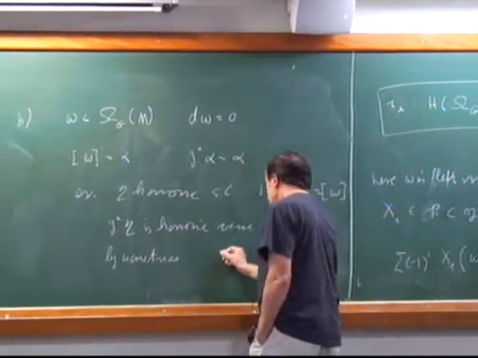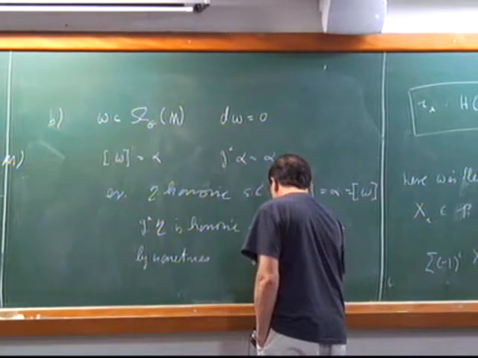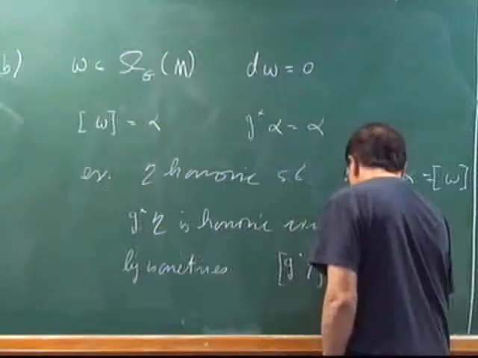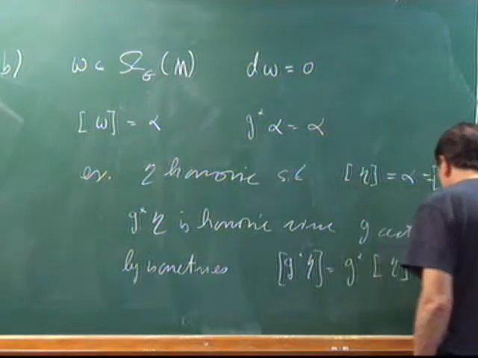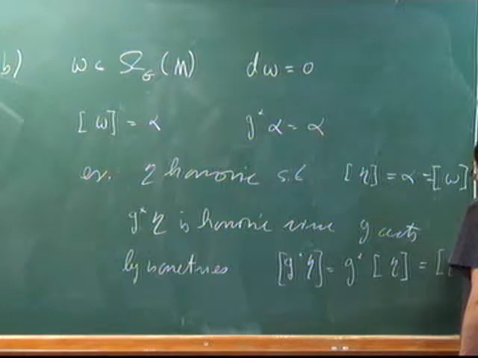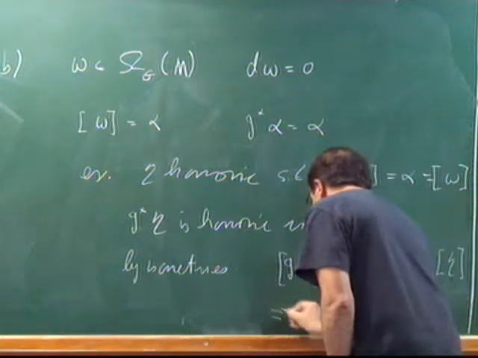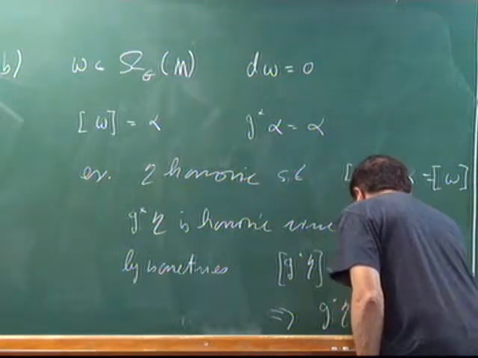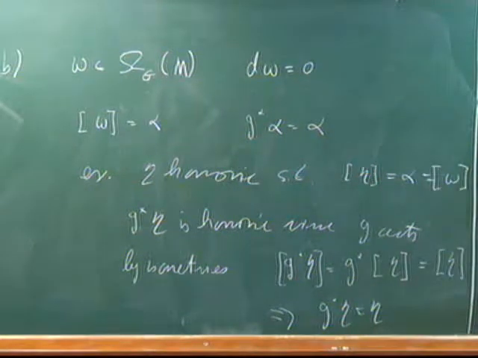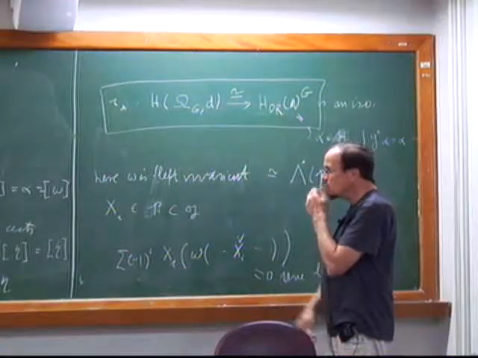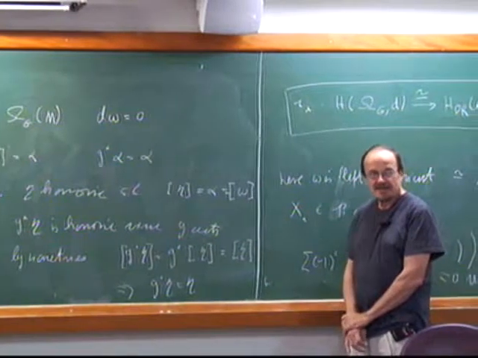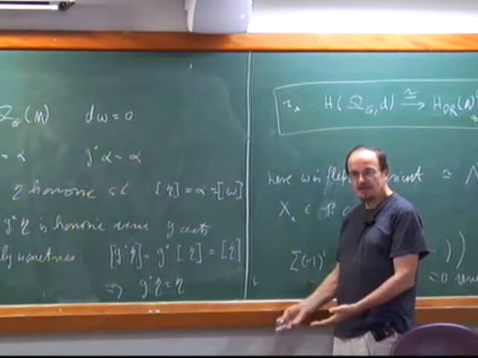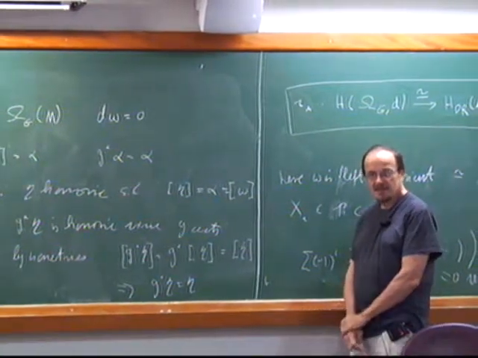And of course, I know that the cohomology class of g star eta is g star of the cohomology class of eta, and this was alpha, which is the cohomology class of eta itself. Unique harmonic forms now implies that g star eta is equal to eta. Okay. So the harmonic forms are automatically G-invariant. This holds more generally for any Riemannian manifold. If you have a Riemannian manifold, then harmonic forms are automatically invariant under isometries.